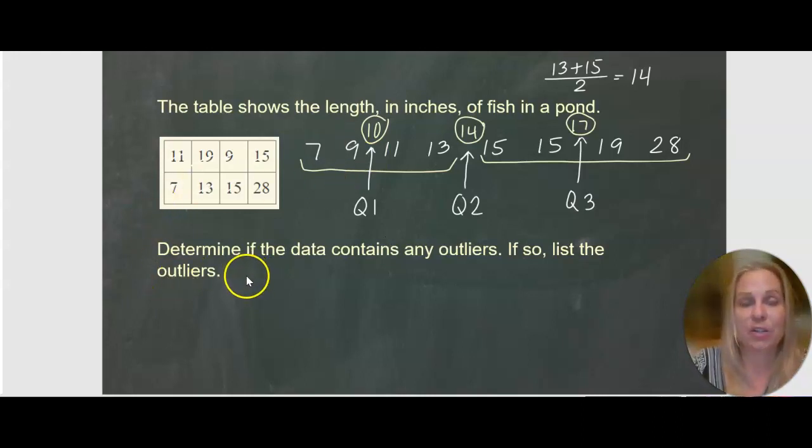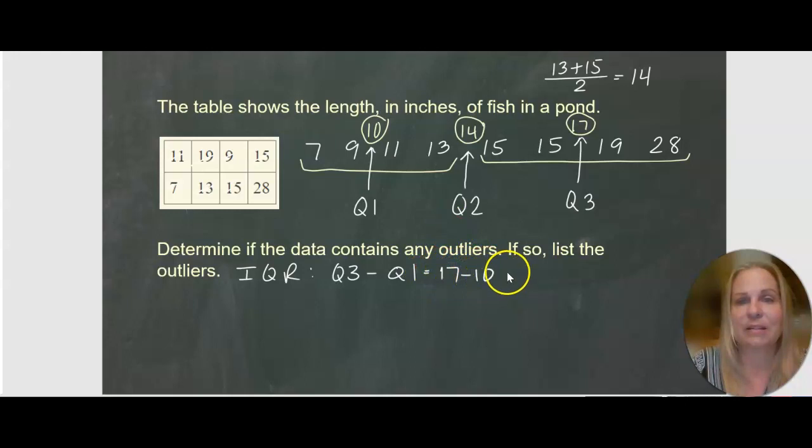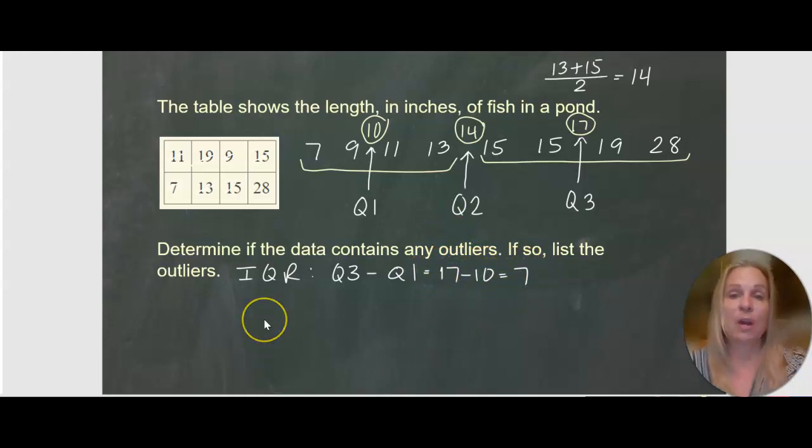So to find the IQR, we're going to do Q3 minus Q1. And that is 17 minus 10, which is 7. So our IQR is 7.